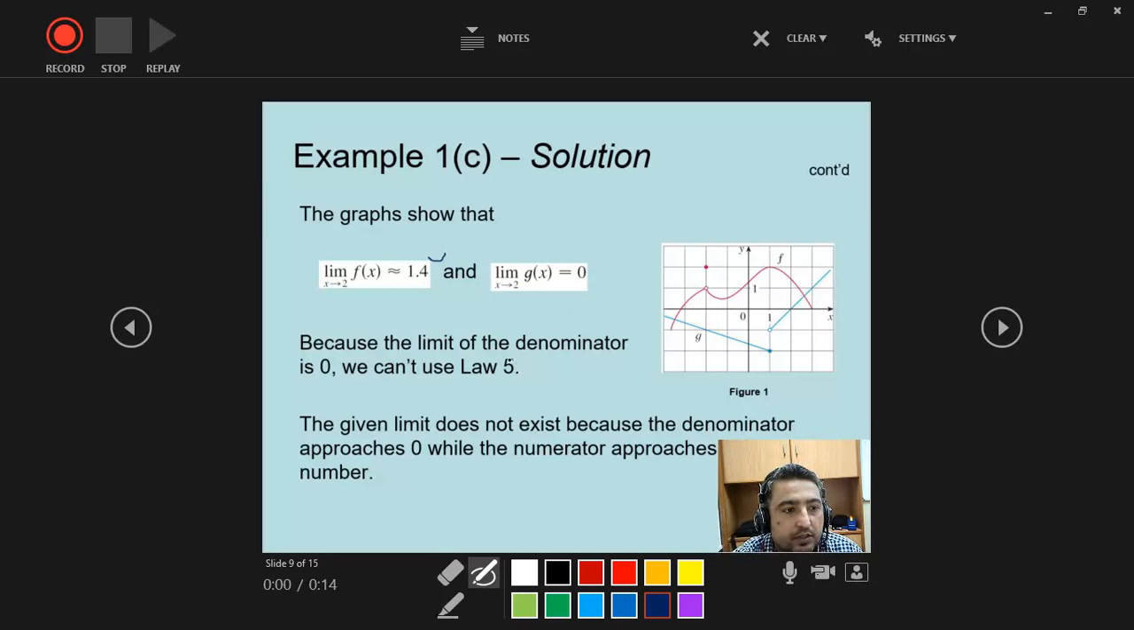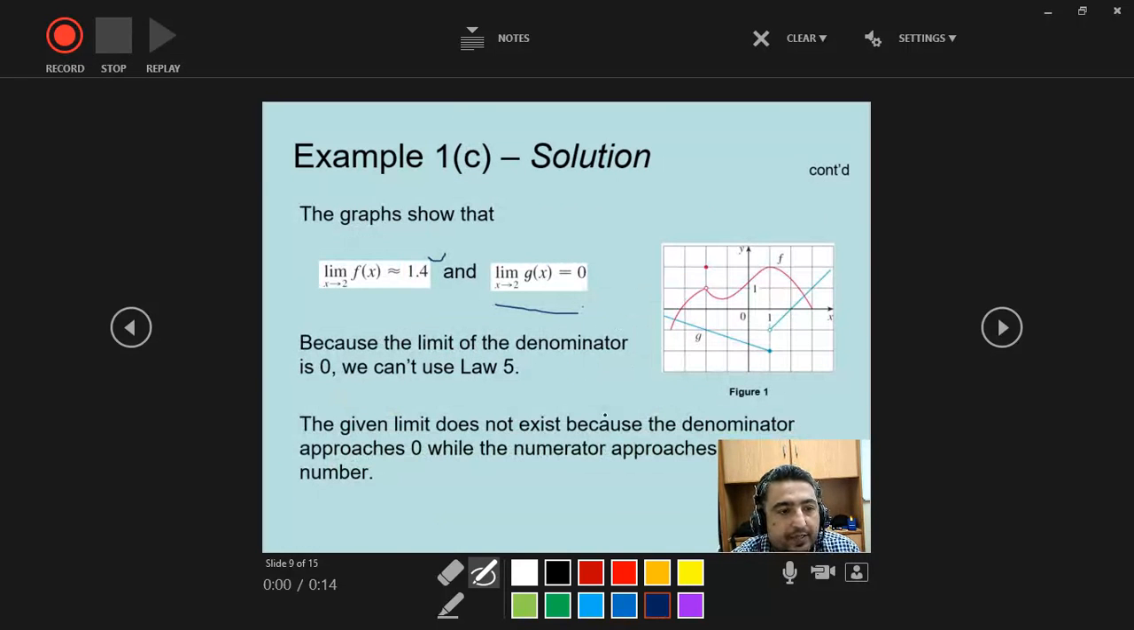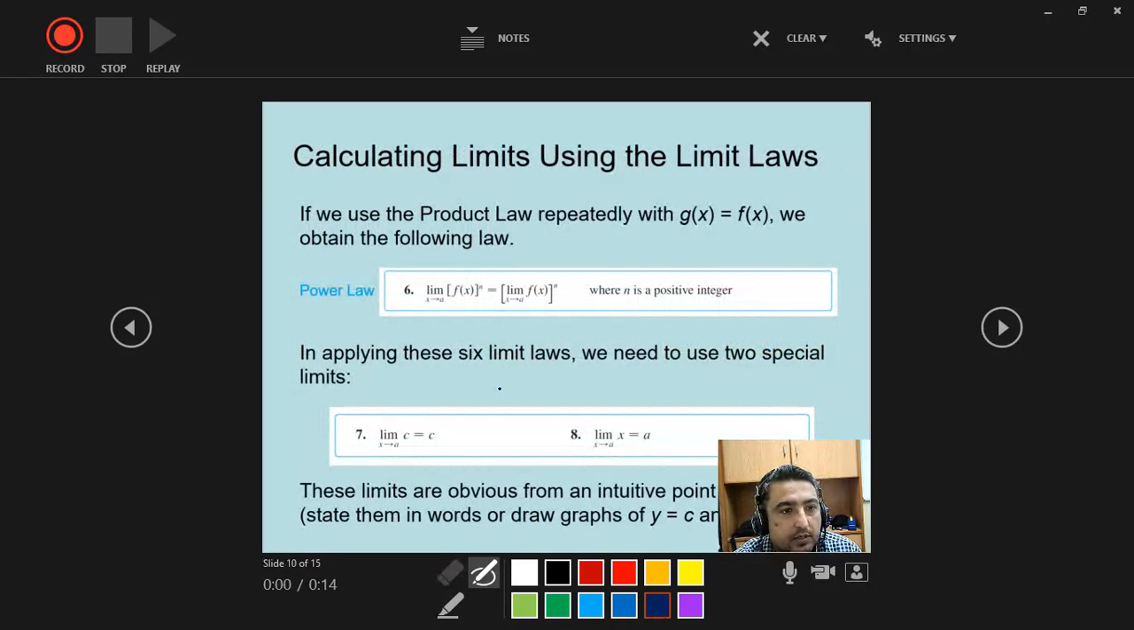So the limit of f is 1.4 and the limit of g is 0, and g of x is in the denominator of the quotient. So the limit does not exist, because the limit of the denominator approaches 0. We cannot use the quotient law simply. The limit does not exist. Okay, there is another law.